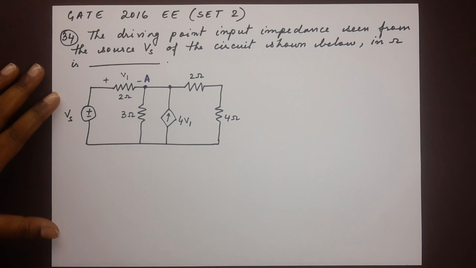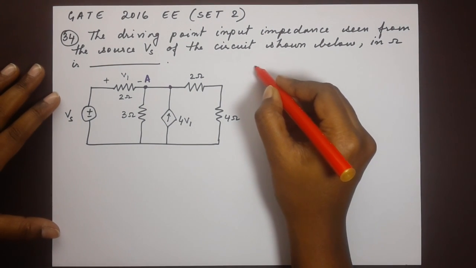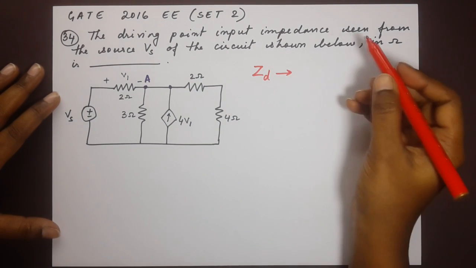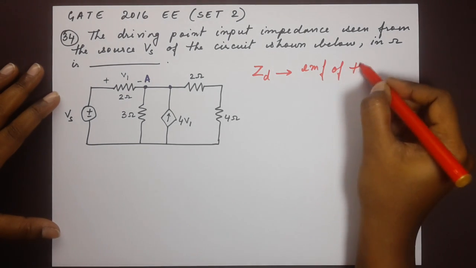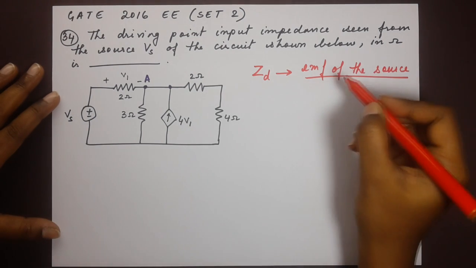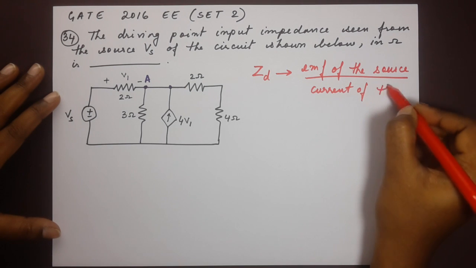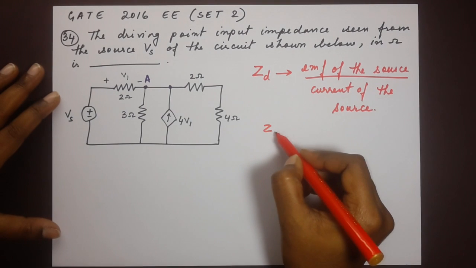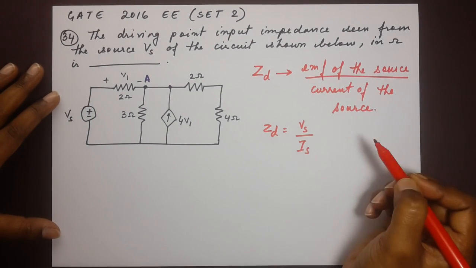Now the question talks about driving point input impedance. The driving point input impedance, I'll call it Zd, is defined as the ratio of the EMF of the source to the current of the source. Which means that Zd can be written as Vs by Is.